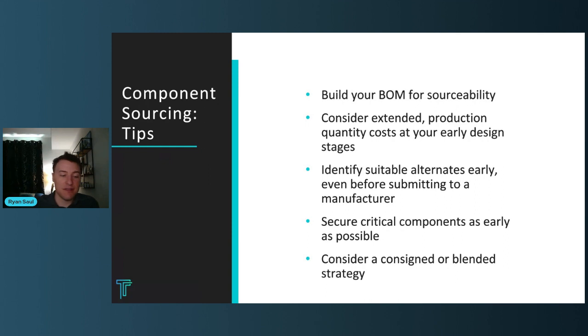For those components for which there are no drop-in alternates, you've got to be securing them as early as possible. So you may not even be fully baked on your design. You've just finished your schematic and your bill of materials. You're going into layout. You already know which parts you definitely need. There will be no alternates. You should already be buying them. Already buy them, or get your supplier to buy them on your behalf.